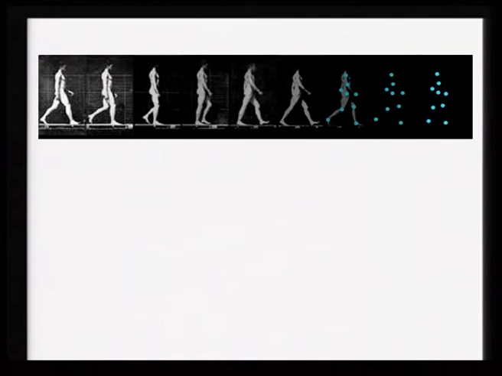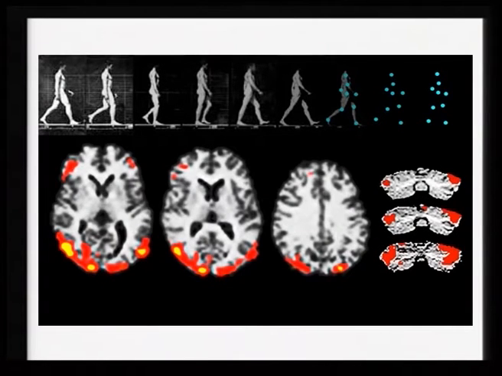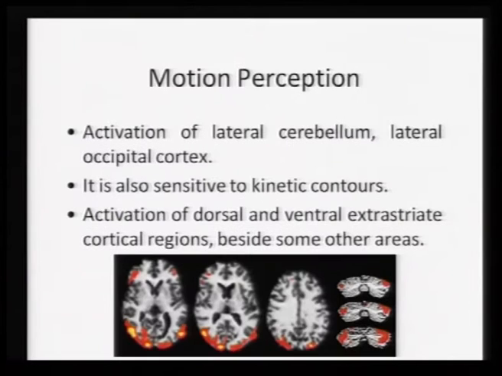So, when you look at the movement pattern of the point lights, how does your brain respond? Okay. And this was the outcome of the functional magnetic resonance imaging. What is interesting was that the activation of lateral cerebellum and lateral occipital cortex was seen here. And remember that you can see that there is a sensitivity to kinetic contours.